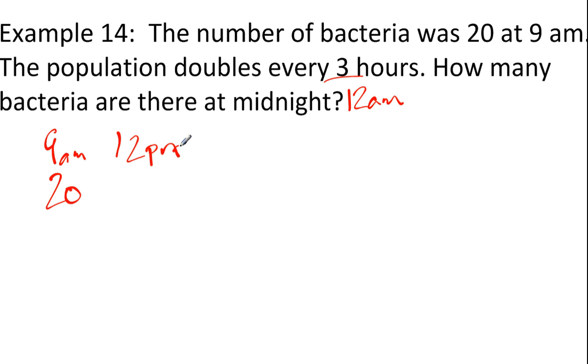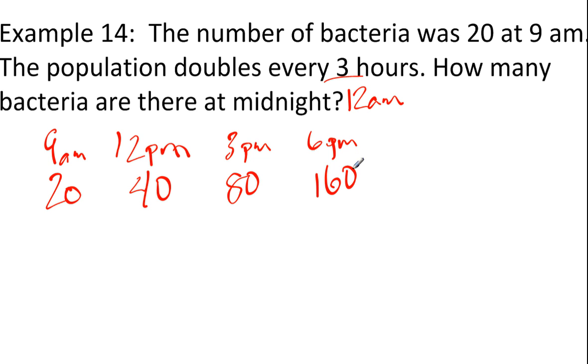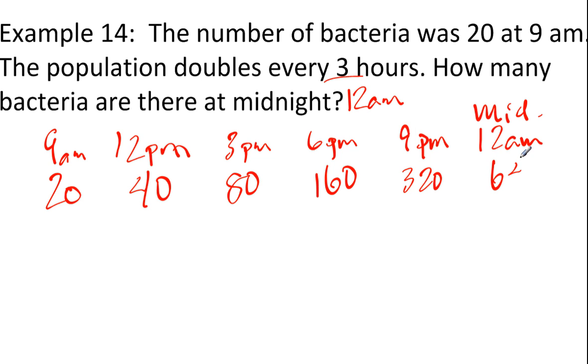It's going to double. So double 20 is 40. So if it's 12, you got 1, 2, 3 p.m. is next, and that'll be 80. 4, 5, 6 p.m. will be 160. 9 p.m. is 320. And 9, 10, 11, 12. 12 a.m. or midnight is now going to give us 640 for our answer.